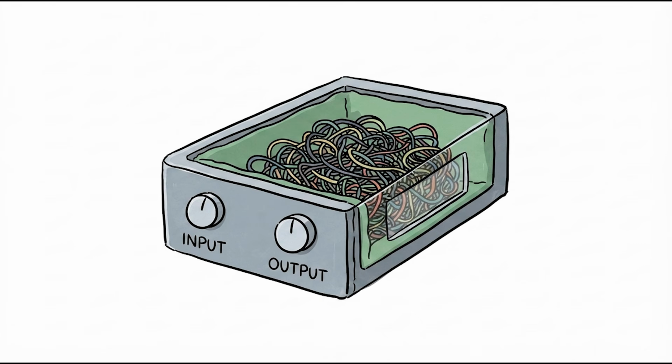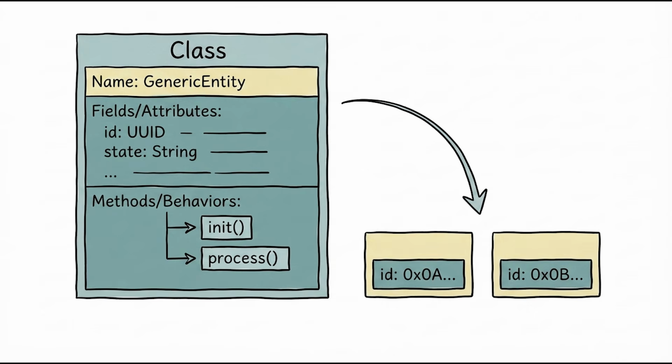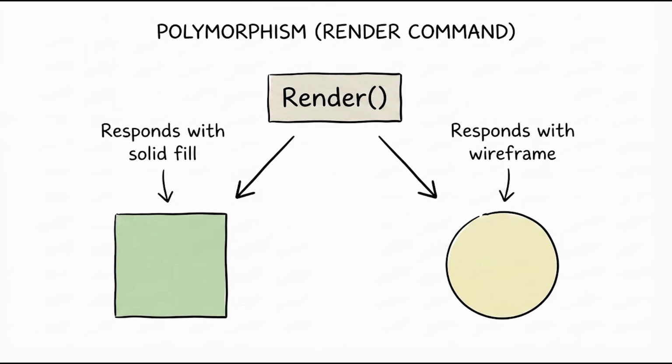The defining trait is encapsulation. Objects hide their messy internals and show only what's needed. The specs that matter are classes, inheritance, and polymorphism. Classes are blueprints. Inheritance lets one class borrow from another. Polymorphism lets different objects respond to the same command differently.